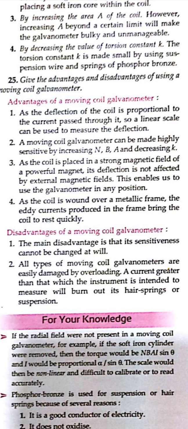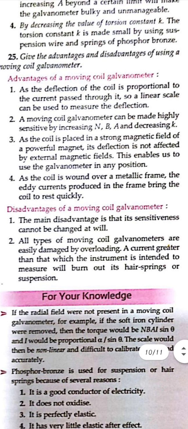What is the advantage? The moving coil galvanometer can be made highly sensitive by increasing NBA, and the torsion constant can be decreased, so it can be made more effective and highly sensitive. The deflection of the coil is proportional to the current passed through it, so it is easy to measure. If it moves through the point 1, then the deflection is 1 ampere, so we can easily calculate the current measurement. The coil is wound over a metallic frame, so eddy currents produced in the frame bring the coil to rest quickly. What are eddy currents?